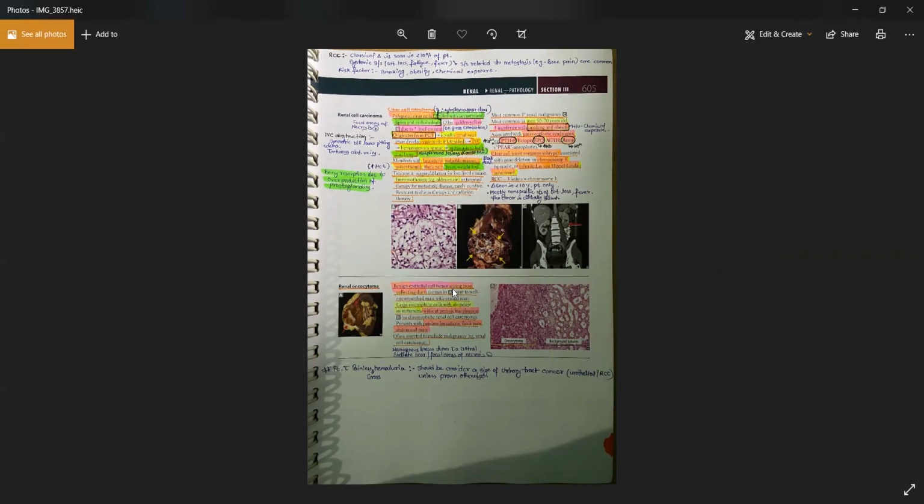Painless hematuria could be present in both. Flank pain could be present in both. Fever, weight loss, fatigue could be present in both. So biopsy and gross examination will help you identify the cause.